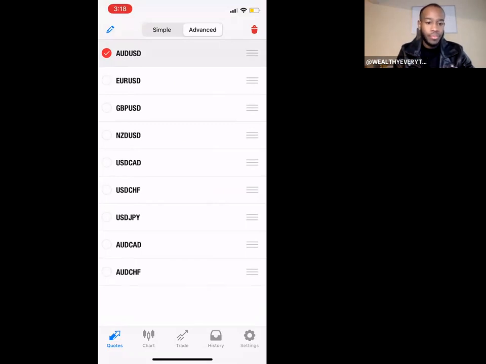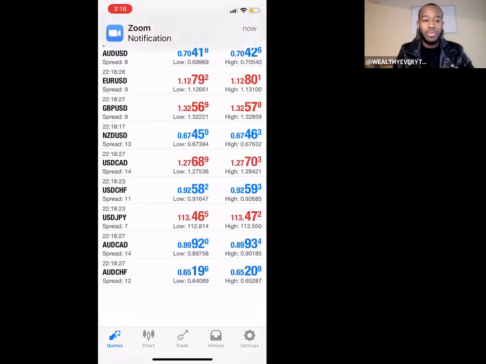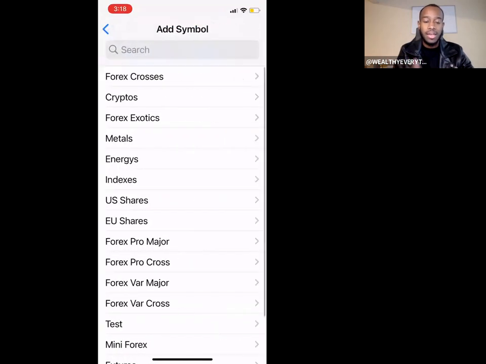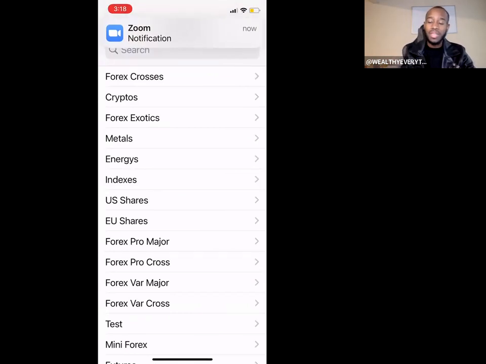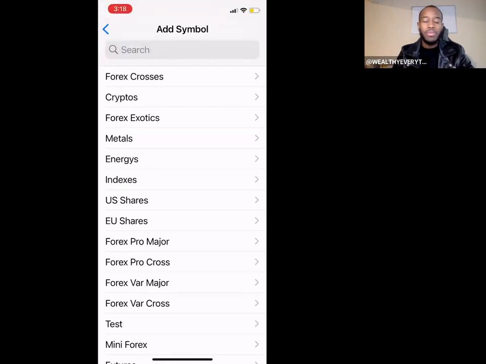But the next thing that you want to know is that you can actually add multiple different pairs, right? These aren't just the only pairs that are on here. So if you want to add pairs, you can click this plus sign, and these are all the different options that you can trade in the foreign exchange markets. People think that Forex is just foreign exchange, but really Forex is a lot bigger than that. You can trade crypto. You can trade exotic currencies that people have never even heard of. You can trade metals like gold and silver and platinum. You can trade energies, like oil, natural gas, etc.